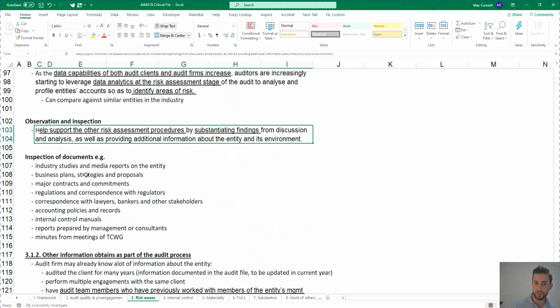So this helps support the other risk assessment procedures by substantiating findings from discussion and analysis, as well as providing additional information about the entity environment. So for example, as part of this planning process, you might go and actually inspect, for a trucking company, you might go and inspect all the trucks. So first of all, you're checking for completeness and making sure all the trucks are actually there that we're saying is on the balance sheet.